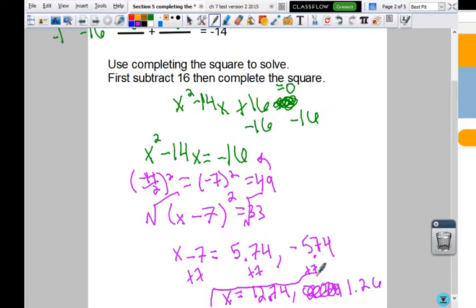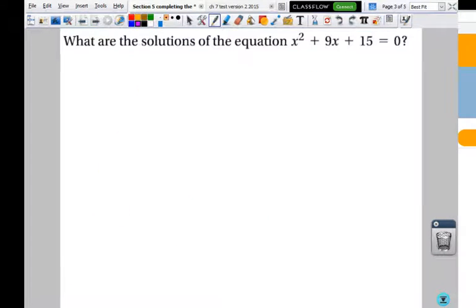That's all we're doing? Yeah, it's basically the same as our warm-up. So we're going to do one more just to practice. Then you guys will do one and that's it. Alright, so we're going to find solutions of x squared plus 9x plus 15.